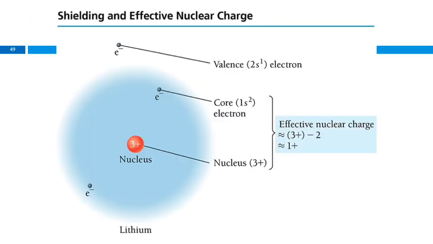Here's a picture. I like to use lithium for this because it's relatively simple. There are 3 protons in the nucleus, and here we have our 1s2, the 1s subshell. We've got 2 electrons in there. Those are the core electrons. Let's just write the electron configuration: 1s2, 2s1. So these are the core electrons, and this is the valence electron. So here's our valence electron out here. When the valence electron is looking at the nucleus, these electrons are sort of obscuring its view. They're kind of repelling it.